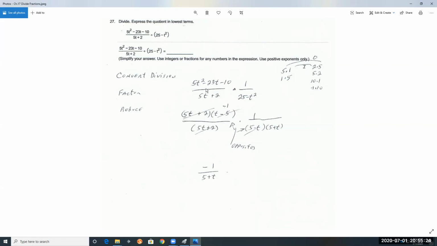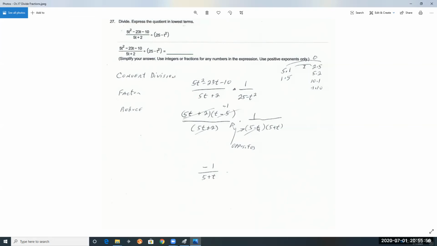I now need to choose the sign to get a negative 23. How about this is a 2t and this is a 25t? So the bigger number takes on the sign: negative 25t plus 2t would give me negative 23t. And lastly, a plus 2 times a minus 5 is minus 10. So I factor the numerator. Put this denominator in parentheses to emphasize factoring.